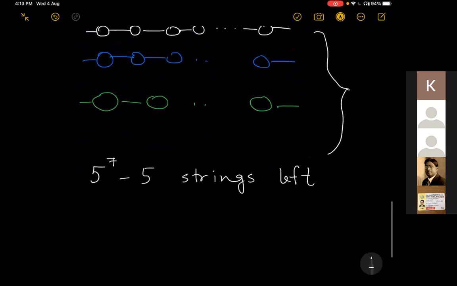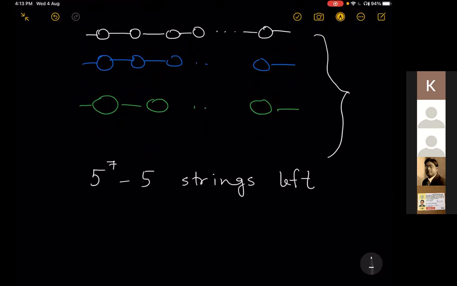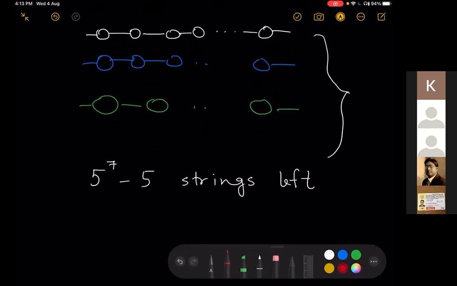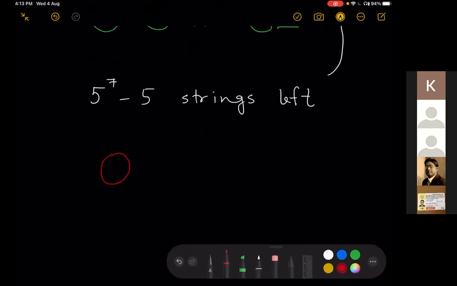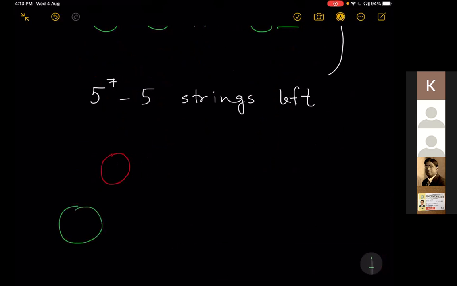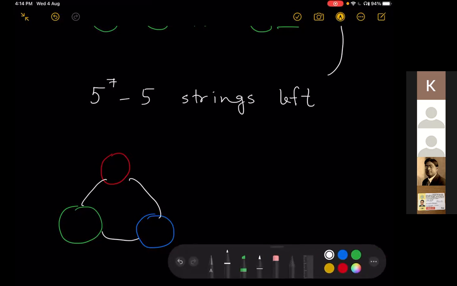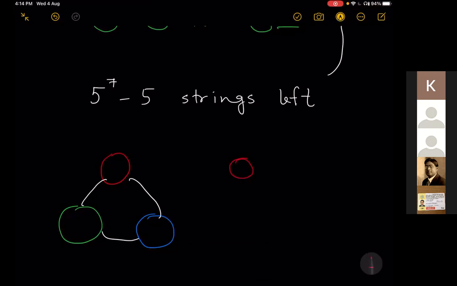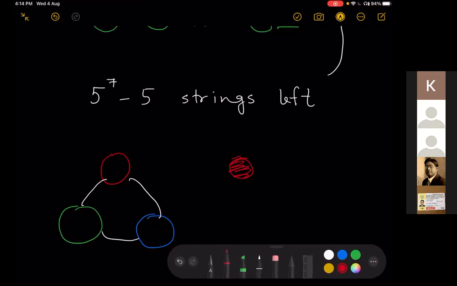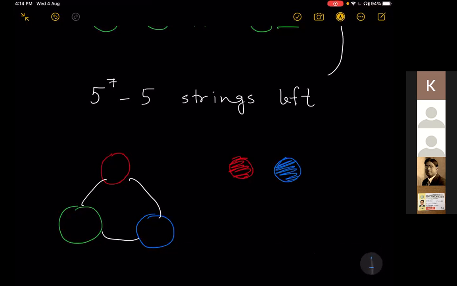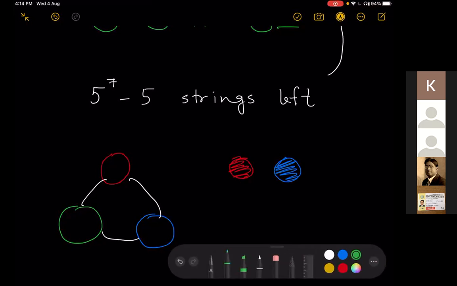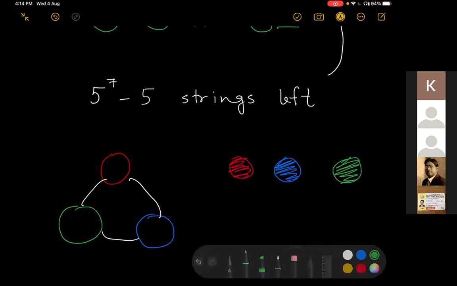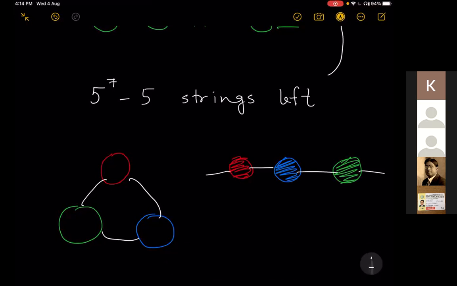Now if I make the necklace, let me take a small example and show you. Suppose this is one necklace. This is a 3-string necklace. So if there is red, then there is blue, then there is green. And this is my string. And I attach them.